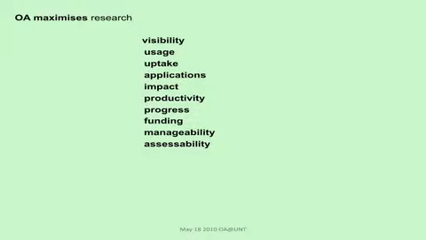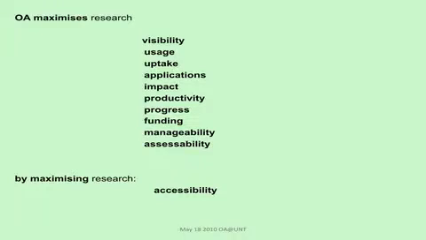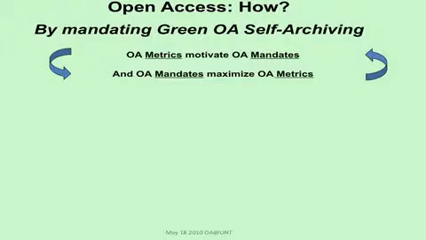So open access, this is just buzzwords, maximizes the visibility, usage, uptake, applications, impact, productivity, progress, funding, manageability, accessibility, and evaluability by maximizing research accessibility. Open access how? By mandating green open access self-archiving. Metrics, that is the signs of the impact of research, motivate mandates, and mandates, of course, maximize metrics, because when you make your work open access, as I'll show you, you maximize its impact.